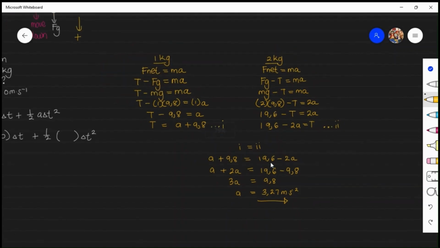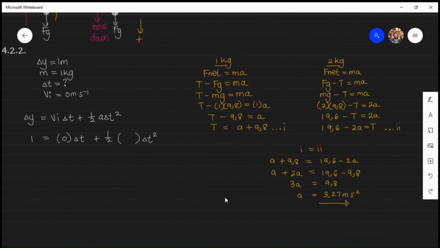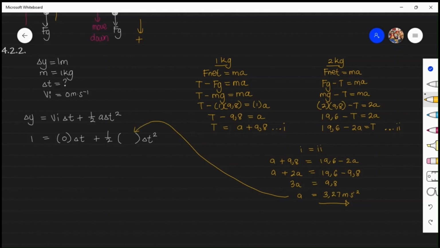So you can see there was quite a bit of a process involved. That is why we had a mark allocation of 7 marks. If it was only just substituting into our equation of motion, at most I believe it would have been maybe 3 to 4 marks. But because we needed to use our simultaneous equations to get acceleration, there were some additional marks involved. So all we now need to do is substitute this acceleration into our equation of motion formula and then proceed to solve for delta t.